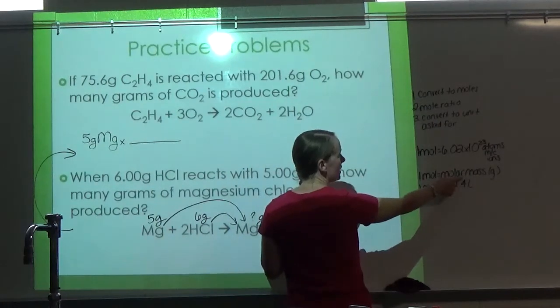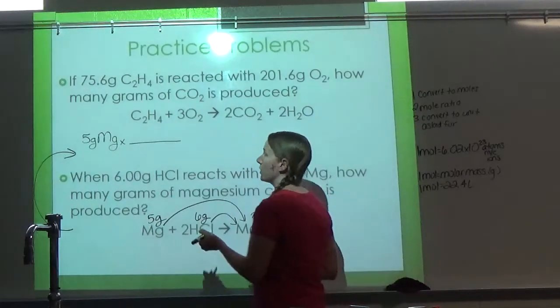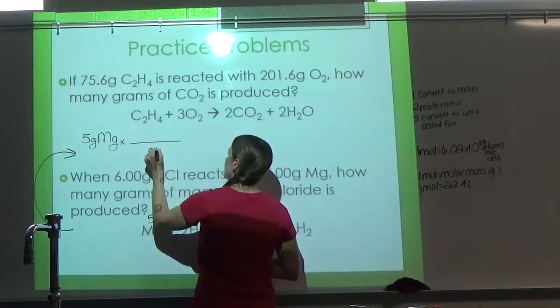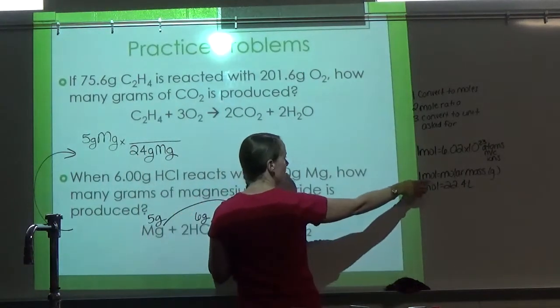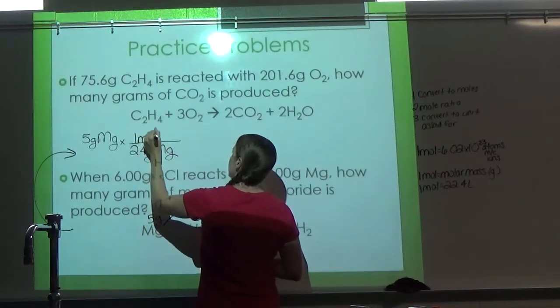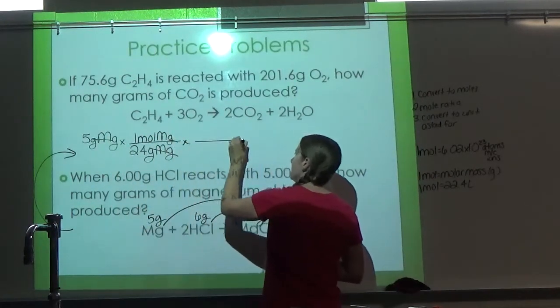Since I gave you grams, you're going to use molar mass. On the periodic table, magnesium is about 24. So I'll follow my golden rule and put grams on bottom. It's 24 on the periodic table, and then molar mass always equals 1 mole. So grams of magnesium cancel.